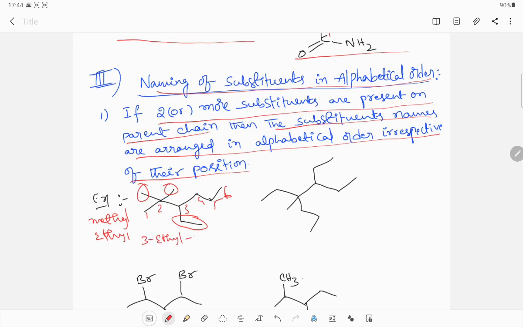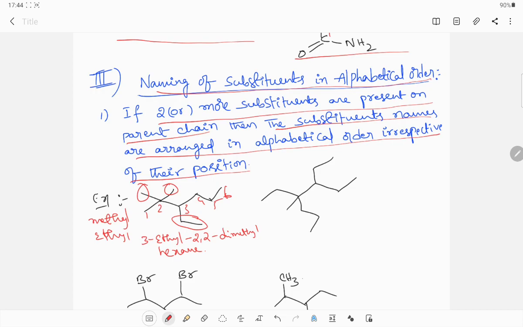3-ethyl. Next 2,2. How many are there? Dimethyl. 3-ethyl-2,2-dimethyl. Longest chain has how many carbons? 6, hexane. This is the process to give the name.